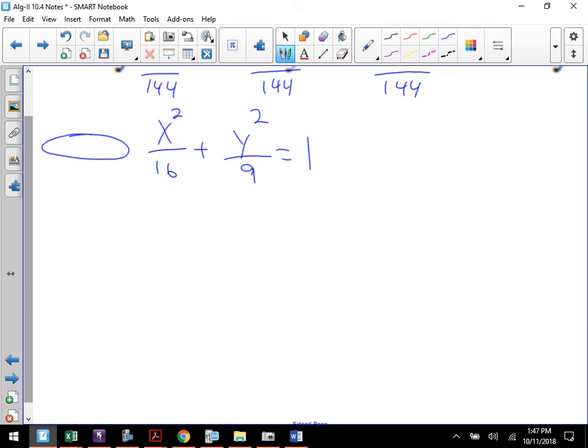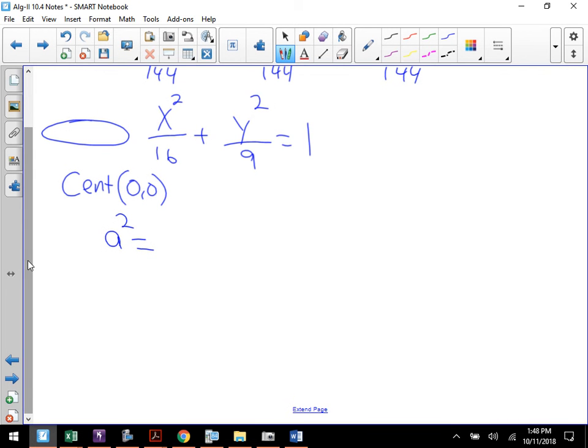We know that the center is at 0, 0. We know that right away. We also know that our A squared value is how much? 16. Good. Our B squared value is 9. And then I know that C squared will be equal to A squared minus B squared. So let's figure out what A is. If A squared is 16, what's A?